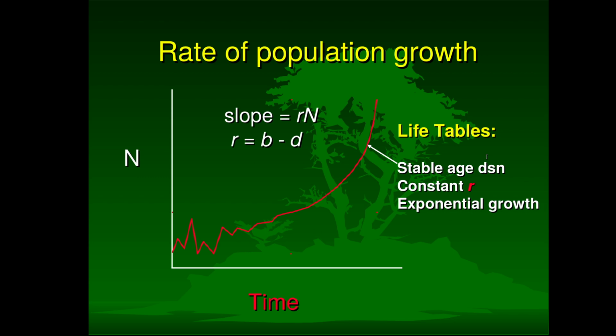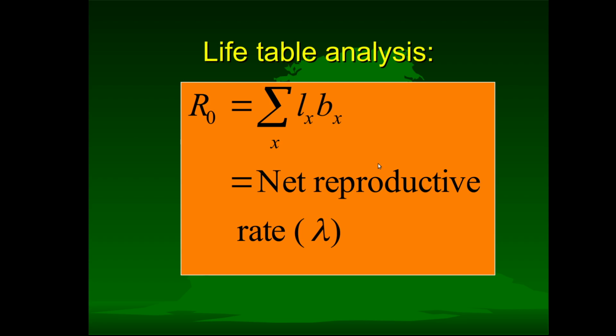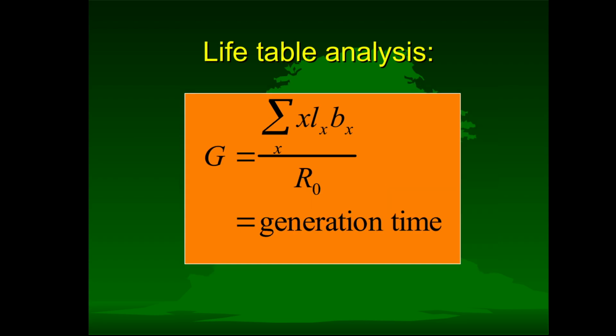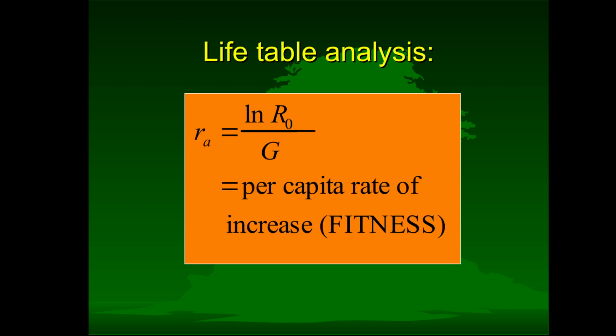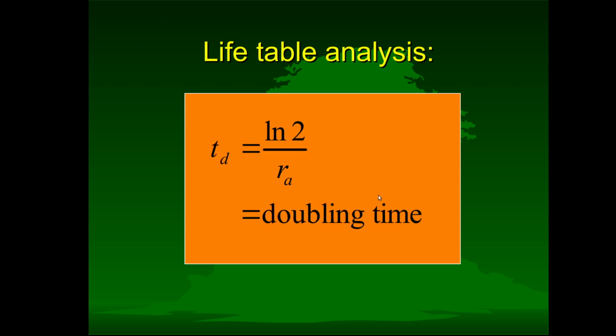Okay, and those are the basic calculations that you make from life tables. We have the net reproductive rate, the sum of Lx bx. We have the generation time, the sum of x Lx bx over the net reproductive rate. And we have the instantaneous per capita rate of increase, which is used as a proxy for fitness, natural log of the net reproductive rate divided by the generation time. And we have the doubling time.